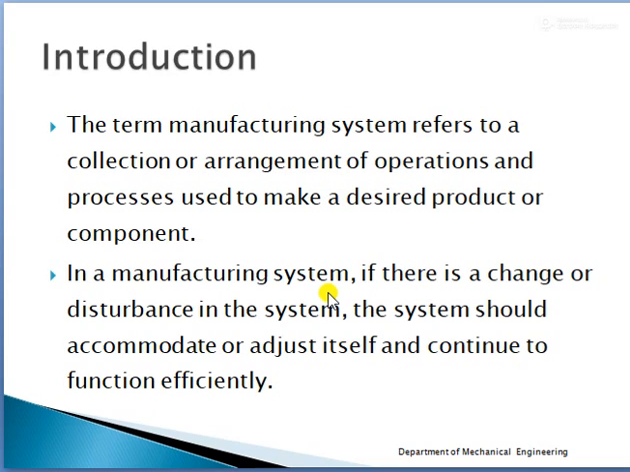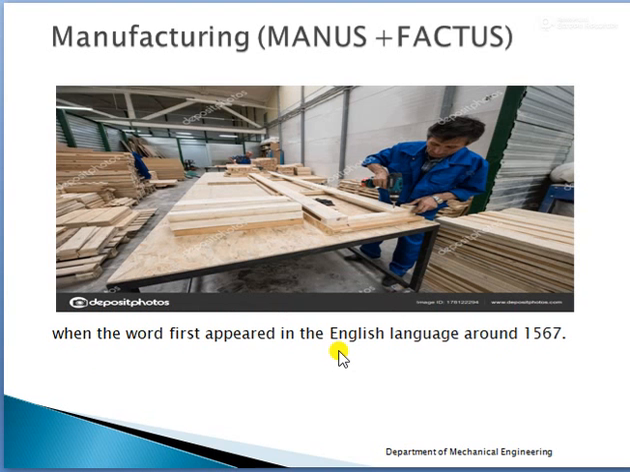The term manufacturing system refers to the collection or arrangement of operations and processes used to make a desired product or a component. In a manufacturing system, if there is a change or disturbance in the system, it should accommodate or adjust itself and continue to function efficiently.